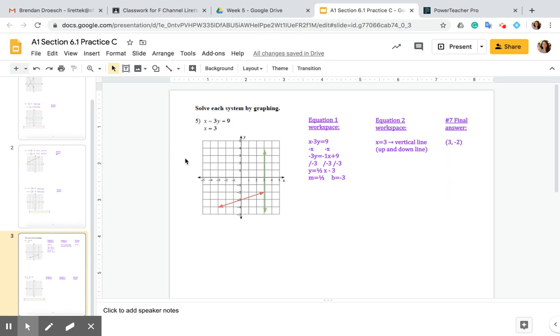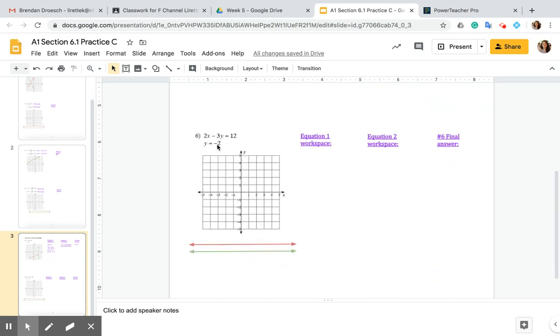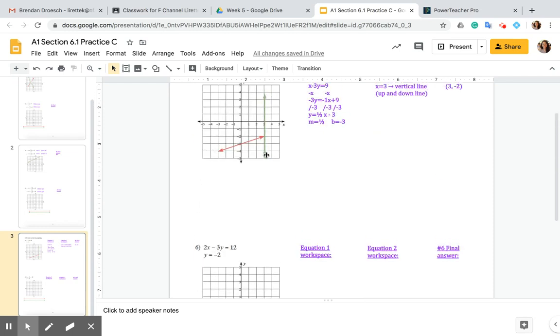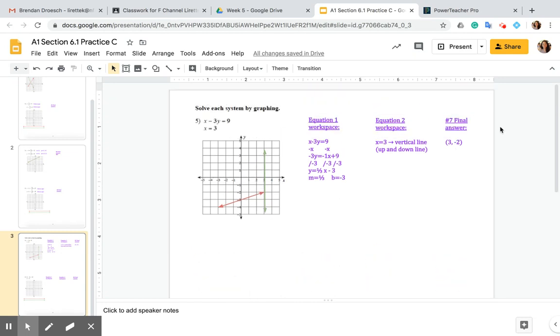Okay, so use number 5 to help you with number 6. Ooh, look at this. Y equals a number, so you don't have an x for this one. So instead of doing a vertical line, think about what that's going to mean for your graph. Okay, all right, so go ahead, give this a try.